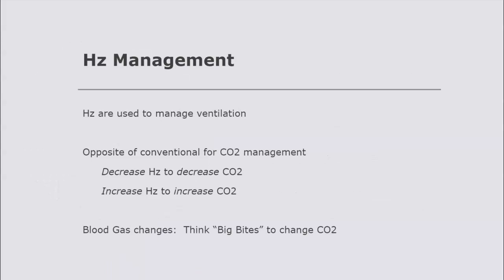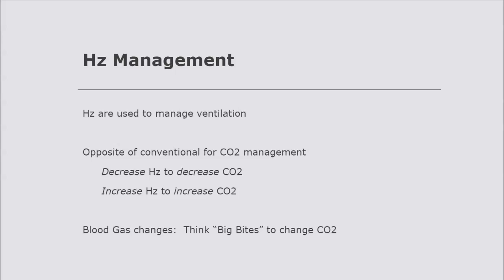So hertz management. Hertz are used to manage ventilation. It is opposite of conventional ventilation for CO2 management. So this is where it's kind of tricky. And even though I'm super comfortable with this vent, sometimes I still have to think about it because it's backwards. So to decrease our CO2, we decrease the hertz, where normally we'd be like, wait, don't we need to increase the rate or the frequency in order to decrease CO2? Nope, it's opposite, and I will show you why.